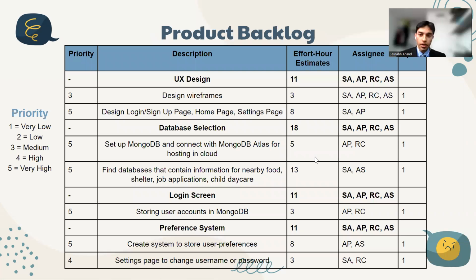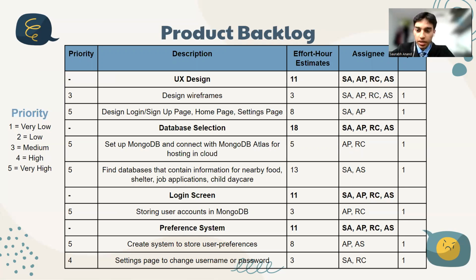All right, so our product backlog includes main tasks that are listed in bold, and then the subtasks that fall under that main task listed in normal text. So the first main task that we have is the UX design, which will take an approximate 11 hours of effort, which consists of designing the wireframes, designing the login/signup page, homepage, and settings page.